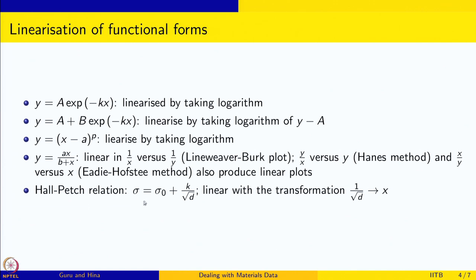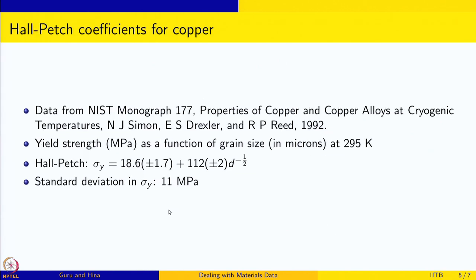One more example which can be turned into a linear form is the Hall-Petch relationship for the flow stress in materials, which is related to the grain size through this 1 by root d relationship. Of course, if you do the transformation 1 by root d as x, then you get sigma is equal to sigma naught plus kx. So this is the intercept and this is the slope. These two, sigma naught and k, are known as the Hall-Petch parameters, and we will do one exercise.